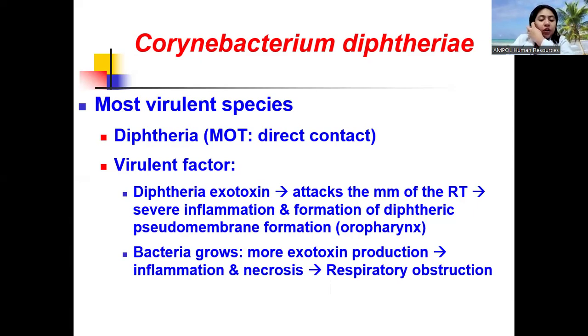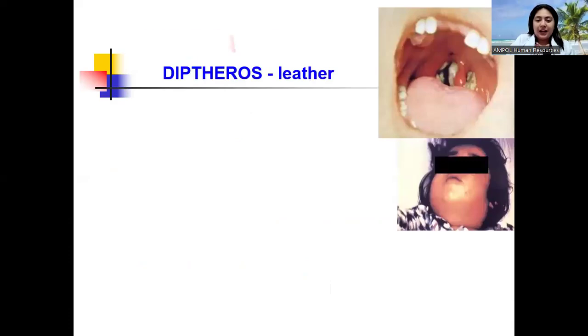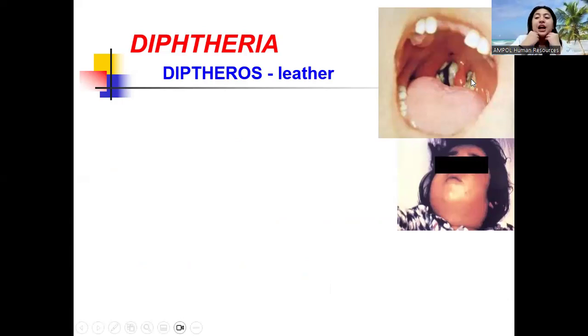And as the bacteria grows, more exotoxin is produced, causing more inflammation and eventual necrosis. And if there's necrosis, there will be respiratory obstruction. So yan, she will die. Kani guys, sa diphtheria, kani na siya pseudomembrane formation. Of course, kung mag-form sila dira and mudaghan, mas more ang production of pseudomembrane, mag-close ang airway, di na makaginhawa. Okay? So, diphtheros means leather.